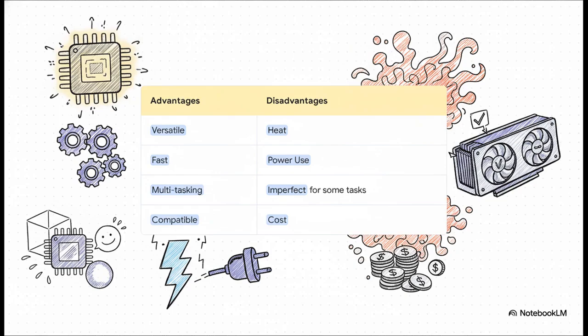But for all their amazing power, CPUs aren't perfect. There are trade-offs. See, their biggest strength is that they're a jack of all trades. They're super versatile. But that versatility comes at a cost. They get really hot and suck up a lot of power. That's why your laptop has a fan buzzing away. And while they can do almost anything, they aren't the absolute best at everything. For really specialized tasks, like rendering the graphics in a video game, that's where a different kind of brain, the GPU, often steps in and takes the lead.